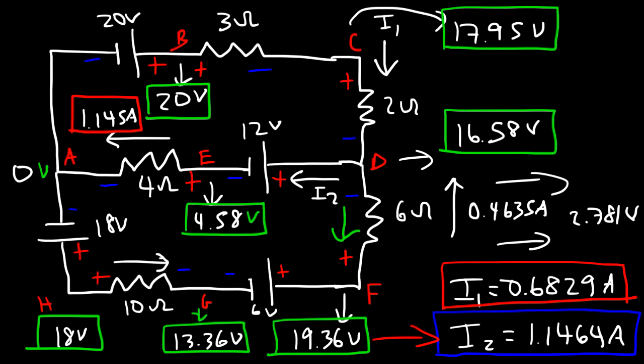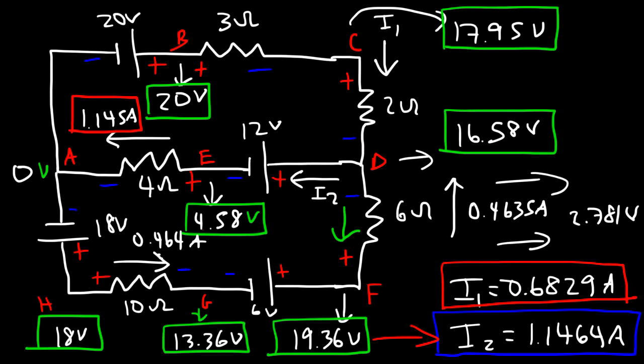So now let's calculate the current across the 10 ohm resistor. First, we need to calculate the potential difference between points H and G. So 18 minus 13.36, that's a voltage of 4.64 volts. And if we divide that by 10, that will give us a current of 0.464 amps.